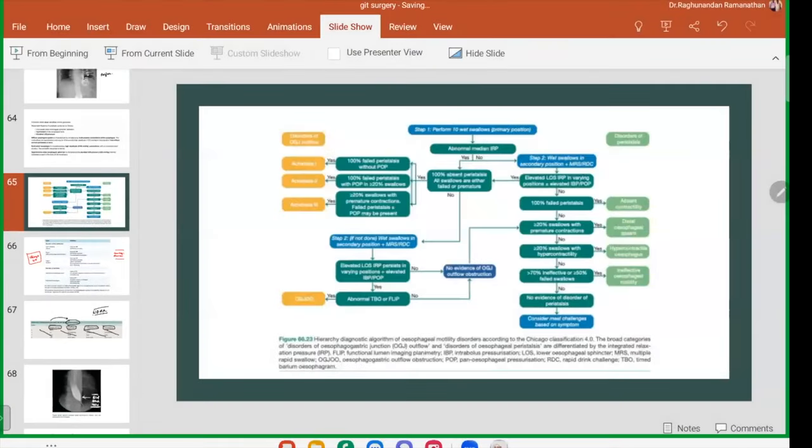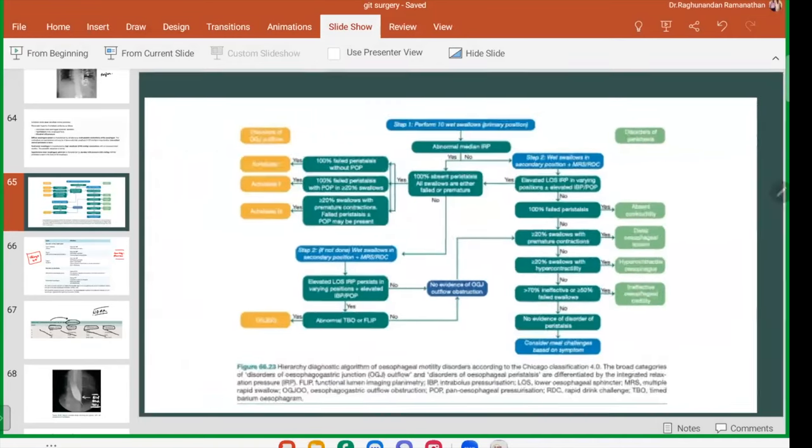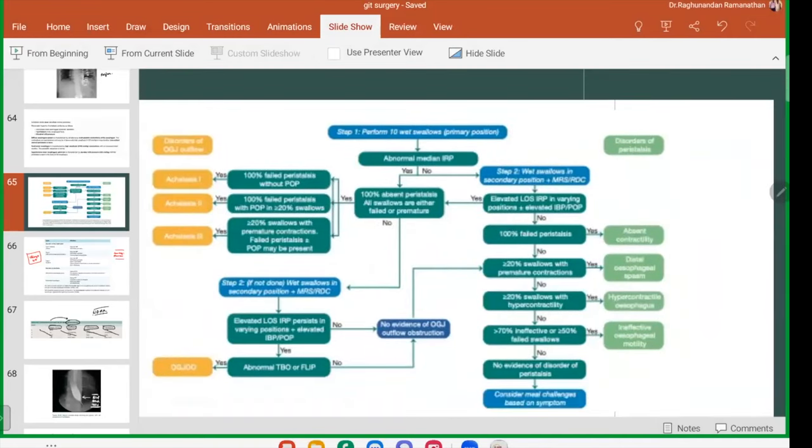And if you see, this is actually one of the algorithms of your esophageal motility disorders. I thought, why don't you understand this so that it will be very easy for you. So perform a swallow, 10 seconds swallowing. When you perform it, what do you get? You have this IRP, integrated relaxation pressure, and if it is going to be abnormal, then 100% absent peristalsis occurs.